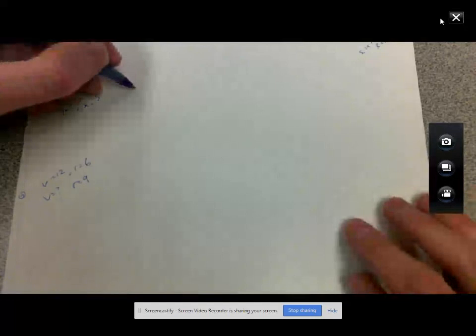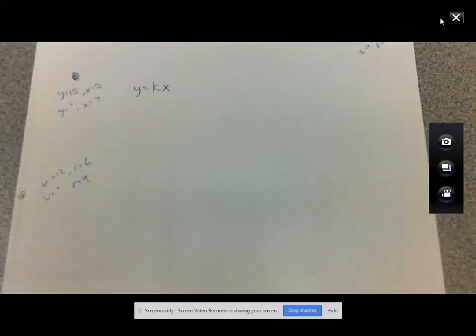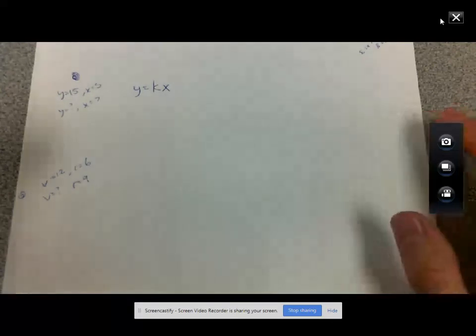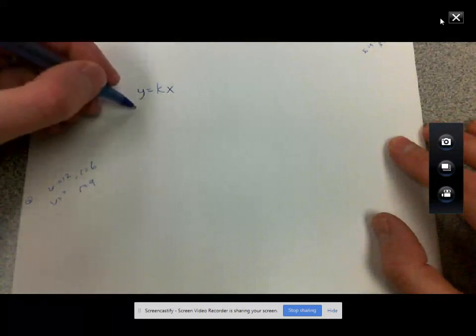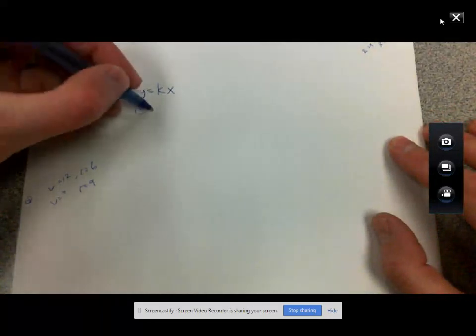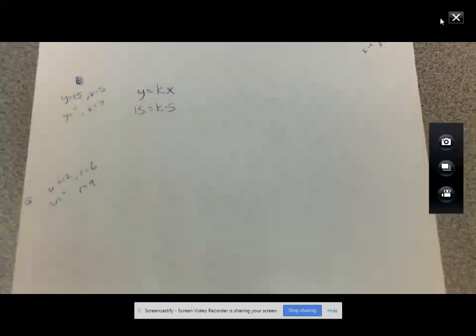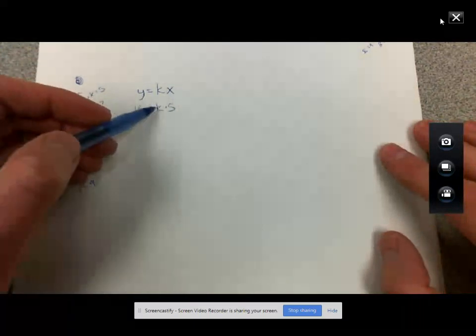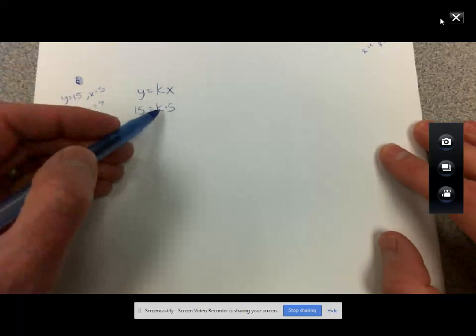Here we are. So the first one said that y varies directly with x. So I would say y equals, I'm going to use k, because that's what they use, times x. And we know that when y is 15, x is 5. So I'm going to replace that in here. When y is 15, x is 5, times 5. So, well, we can figure out what k is then. We're missing a variable here. We don't know what that constant of variation is. This is called the constant of variation. We can figure out that constant.